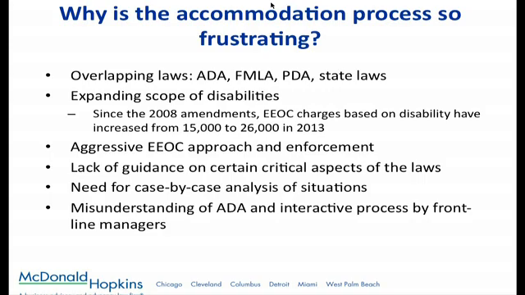Additionally, we have an expanding scope of disabilities. As Jim mentioned, the ADA was amended in 2008, and with that, we got an expanded scope of who is a person with a disability. Before that, employers were really successful at being able to narrow the idea of who qualified as a person with a disability and what was a disabling condition. With the amendments, it opened it up greatly, and so we have an increased number of individuals who are considered now to be persons with disabilities.